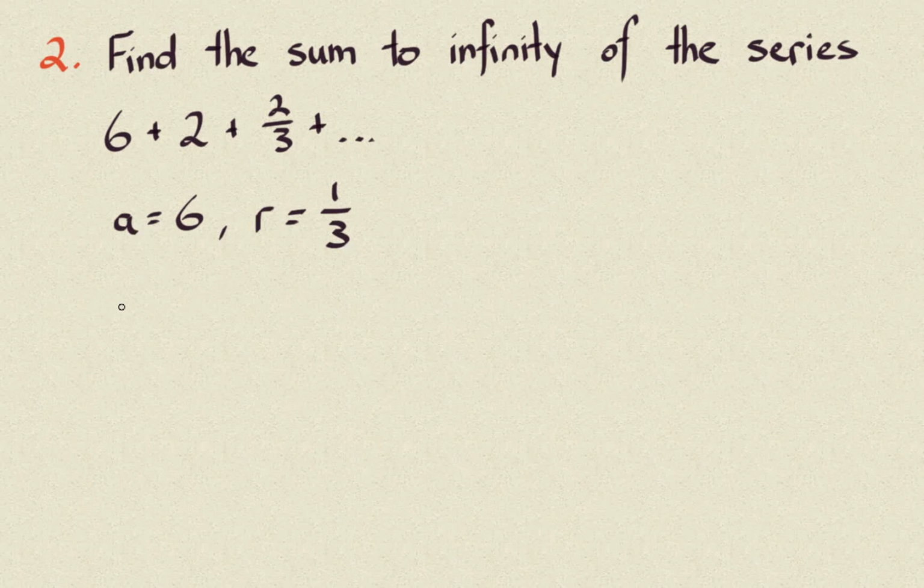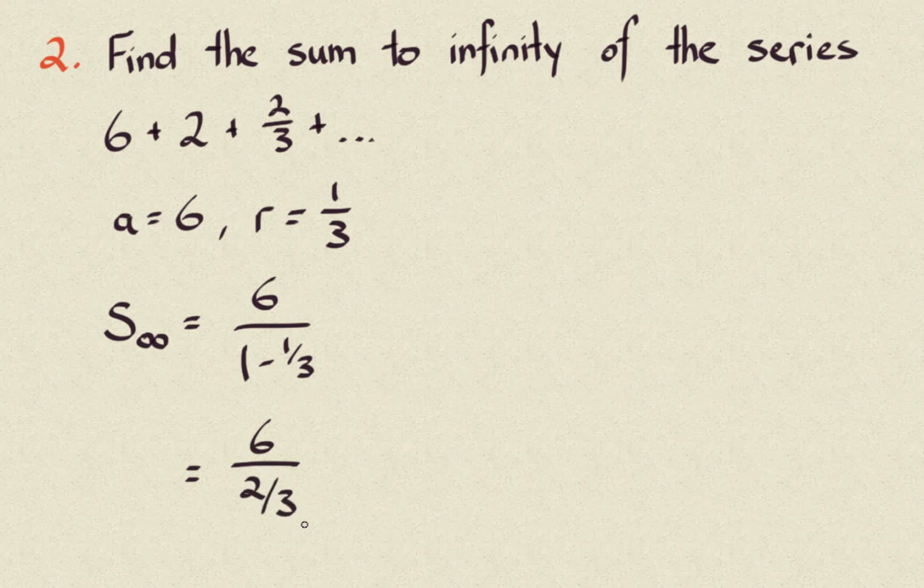So we can apply our sum to infinity formula, which is a over 1 minus r, so 6 over 1 minus 1/3. That's 6 over 2/3, and when we apply our times and flip, we get 6 times by 3 on 2. So 6 times by 1.5 essentially is 9. And so this series has a limiting sum of 9. Okay, one more example and then we're done.